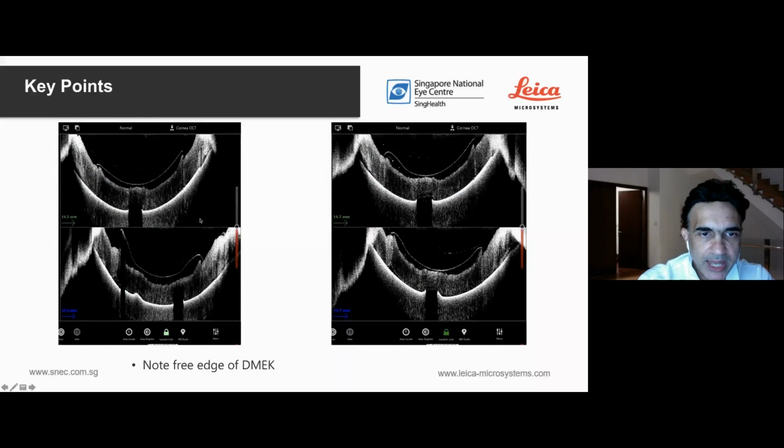Okay. Again, now you can see that after the spatula, the DMEK edge is free. So you can see that on the OCT on this side over here. So now this is a free edge, and this side is free. So now you're ready to go on to the next stage, which is injecting the dye.